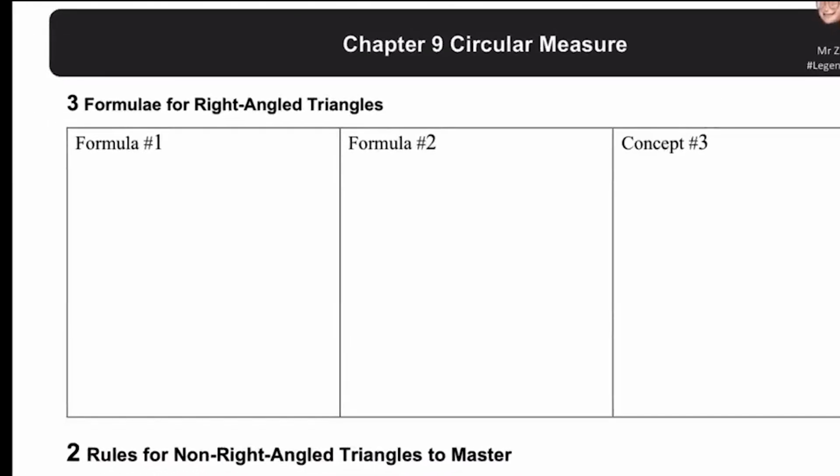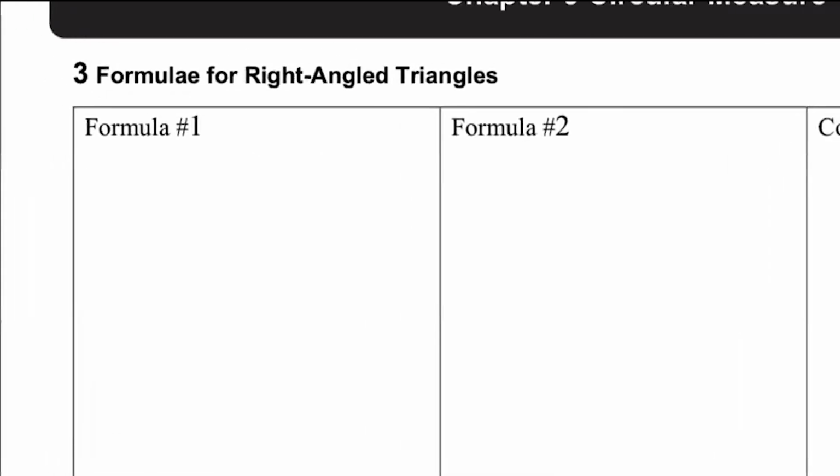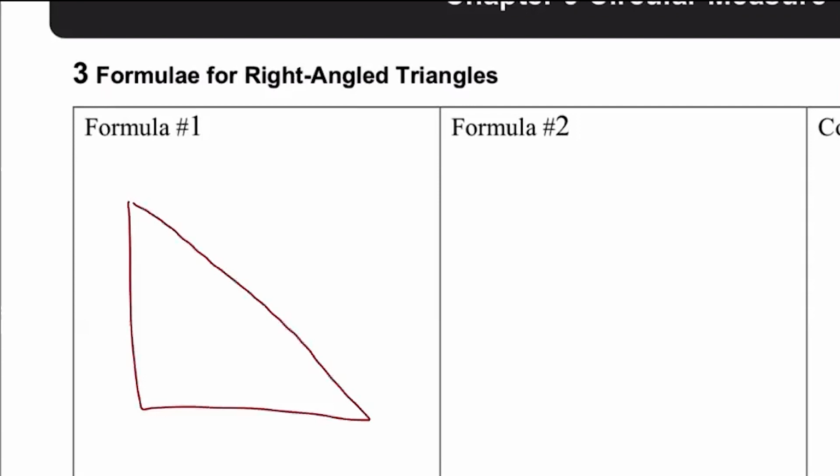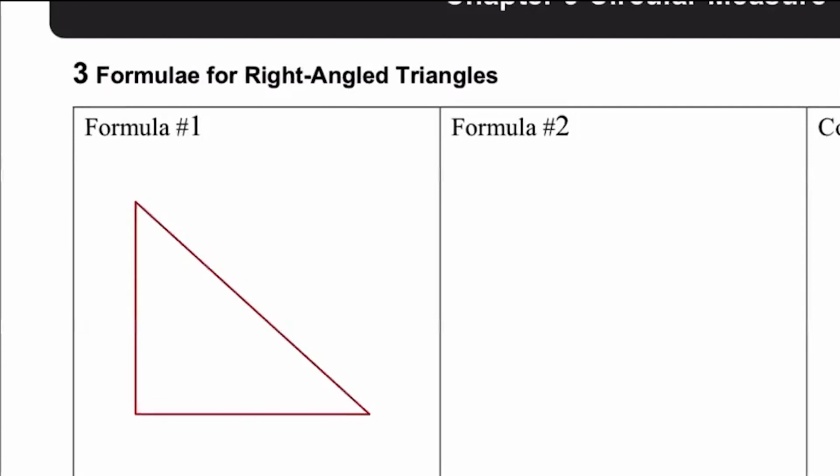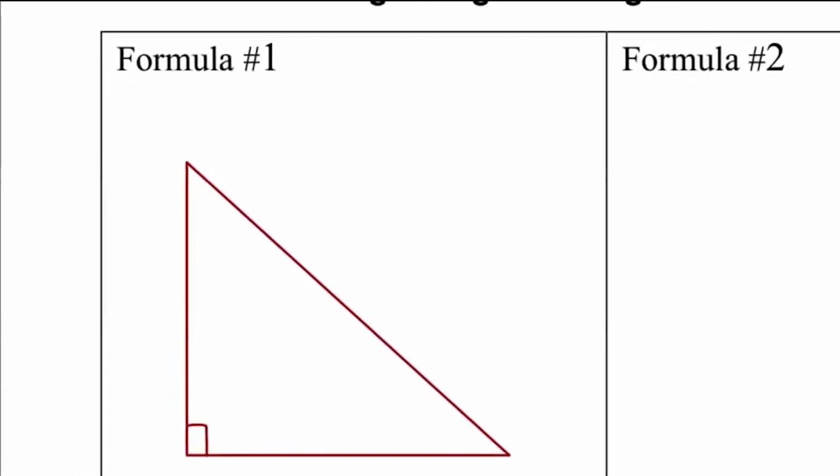Before we go through circular measure, the concept I want to revise with you first is the right angle triangle, which you already learned in Year 9. When you have a right angle triangle, the longest side, how do you memorize it, we call the hypotenuse. This is the longest side of the triangle.